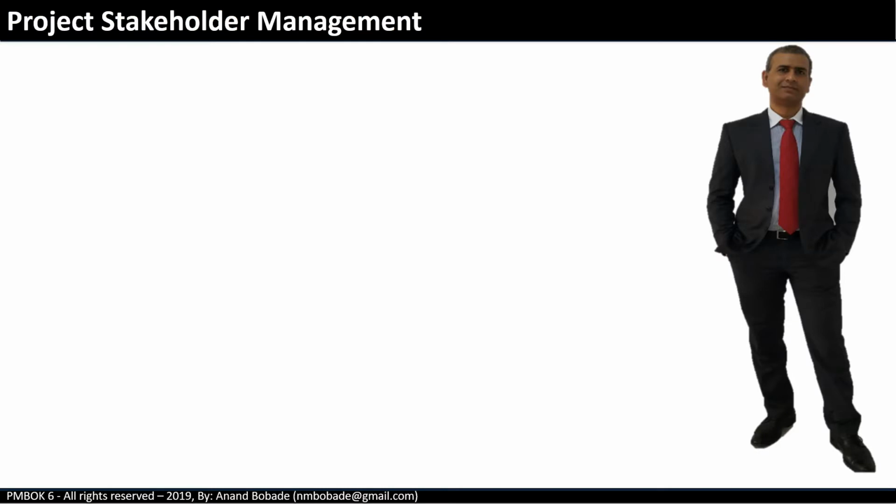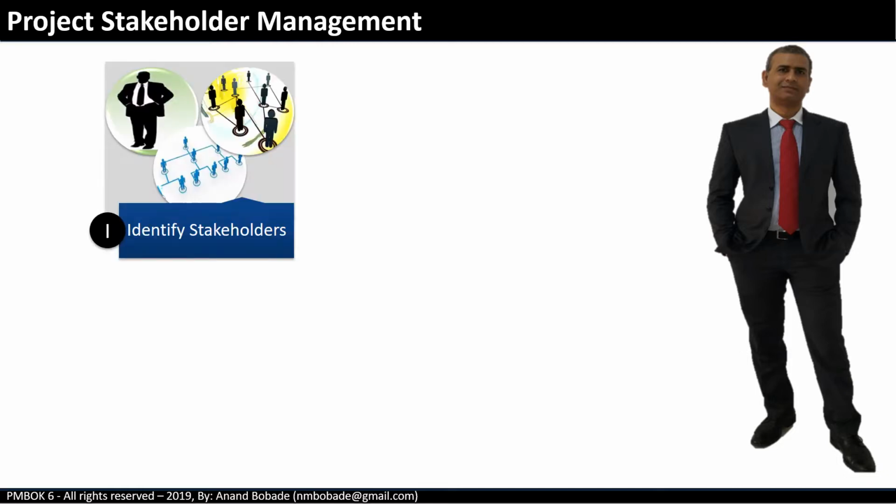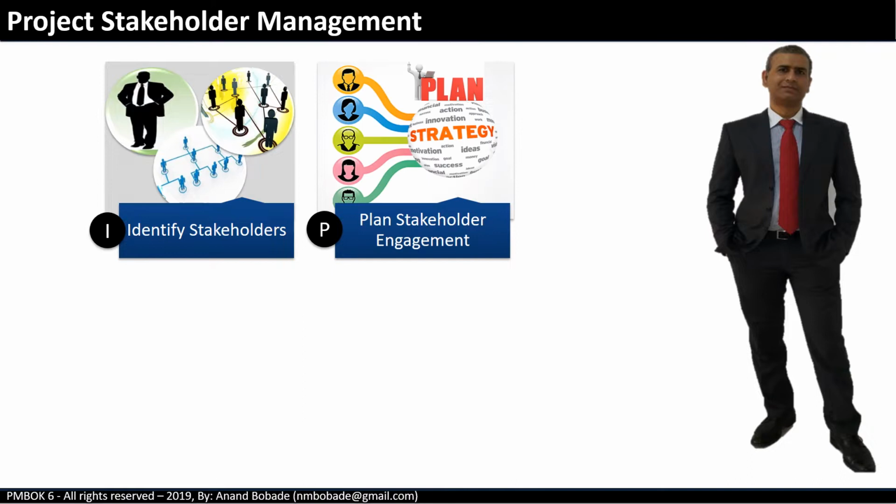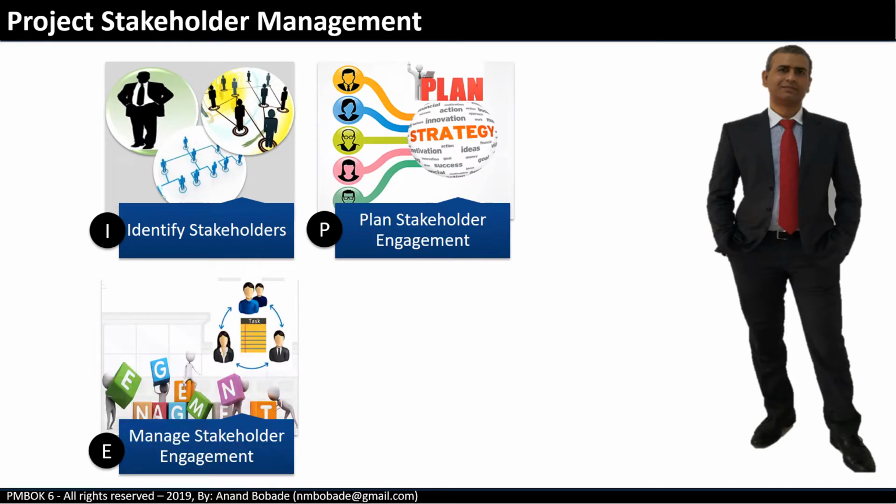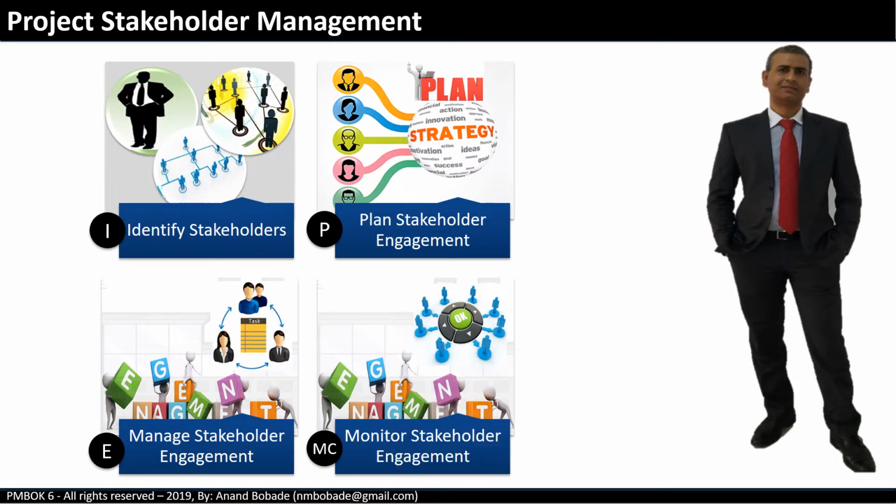Let's take a quick look at the 4 processes under the project stakeholder management knowledge area. Starting with the identify stakeholders process under the initiating process group. Under the planning process group, we have plan stakeholder engagement. We studied this process in the previous session where we created the stakeholder engagement plan. In this session, we will learn about the manage stakeholder engagement process, which is under the executing process group. And the last process is monitor stakeholder engagement under the monitoring and controlling process group.